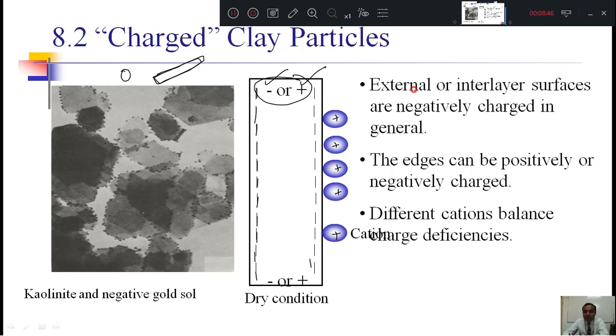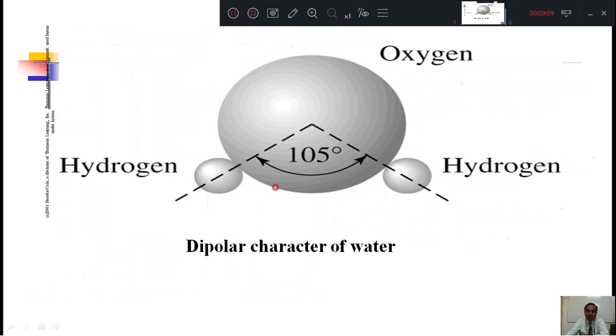Here it is written: external or interlayer surfaces are negatively charged generally, and the edge can be positively or negatively charged. The different cations balance the charge deficiencies. Different cations will come and stick to that. This is how they will always try to attract other things.